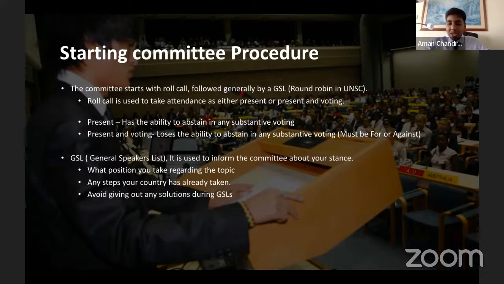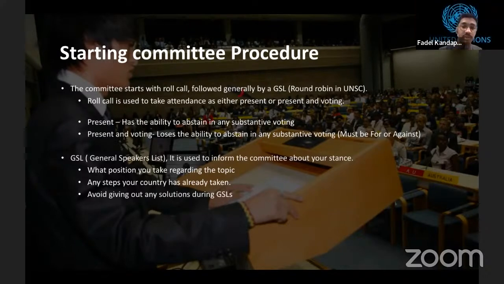Now, the GSL, which is the General Speakers List, is used to inform the committee about your stance. This is by far the most important speech as it gives the executive board a sense of what you stand for and how well researched you are. The points it should cover are what position you take regarding the topic and any further steps your country has already taken. One thing you should make sure of is not giving out any solutions during your GSL, because they can be used by other countries later on.